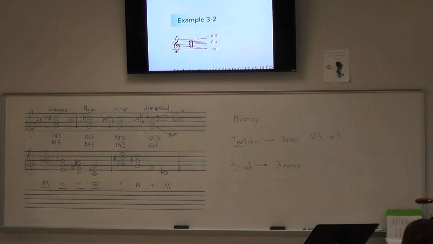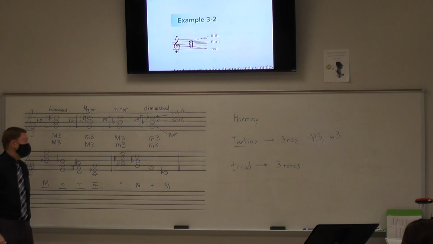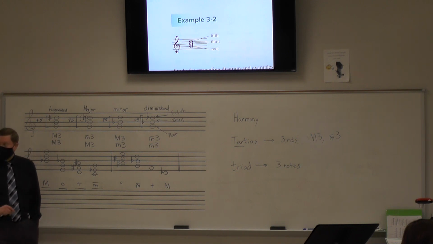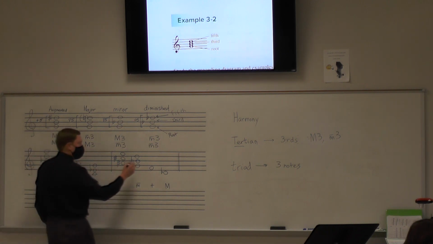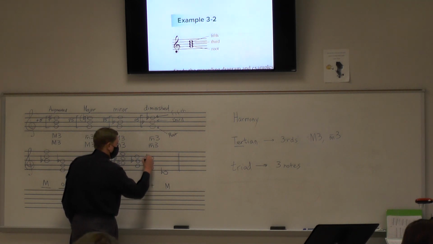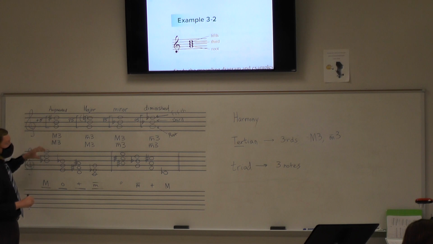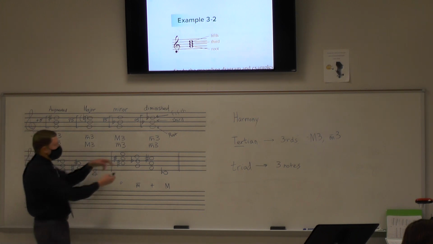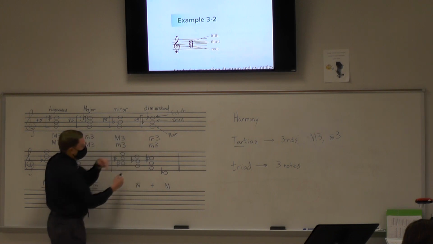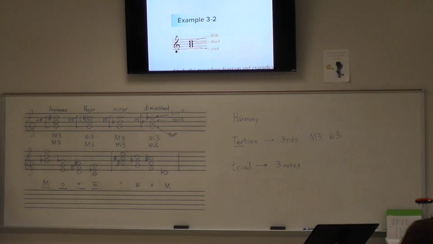Okay, an augmented triad on F. Go ahead. A and C sharp? That's right, F, A, C sharp. And again, you check those thirds, those intervals there, and you'll find that it is two major thirds stacked on top of one another, and the outer interval between the bottom and the highest note is indeed an augmented fifth.